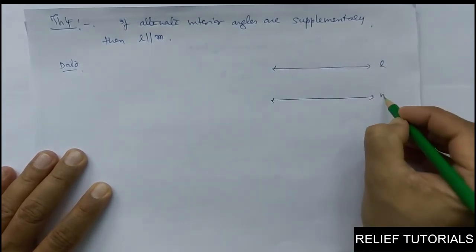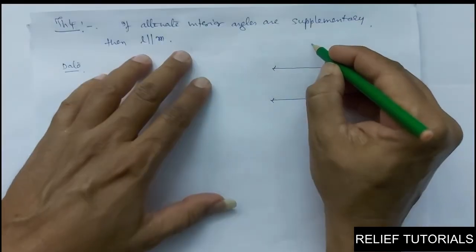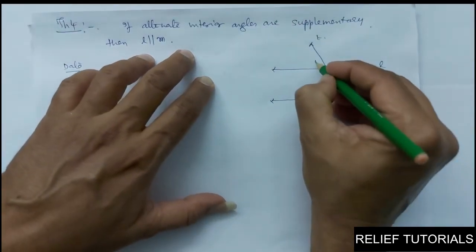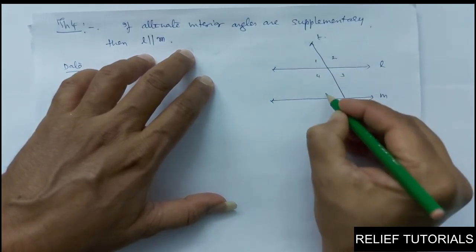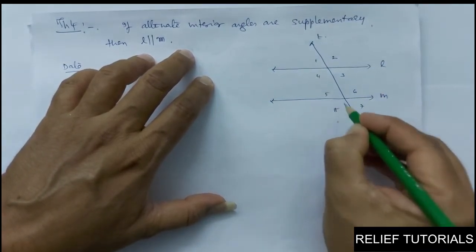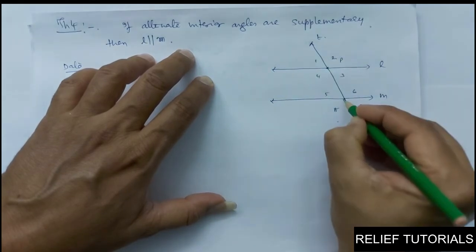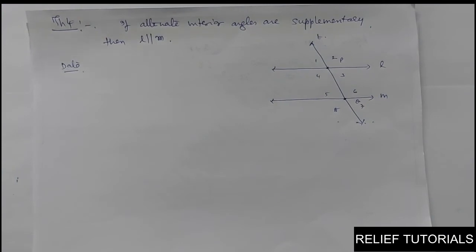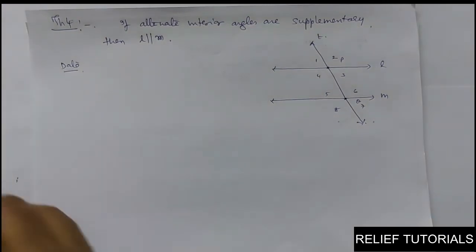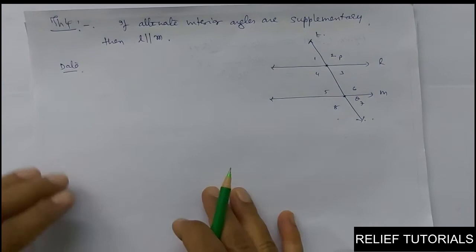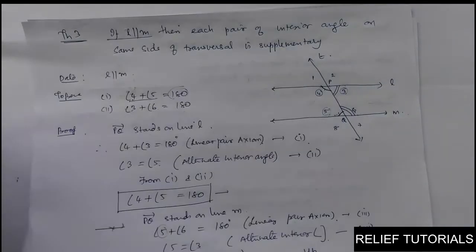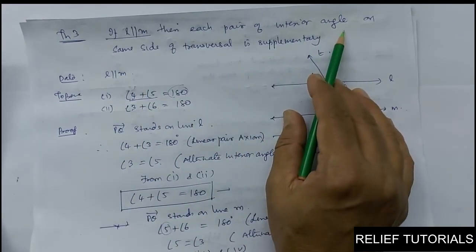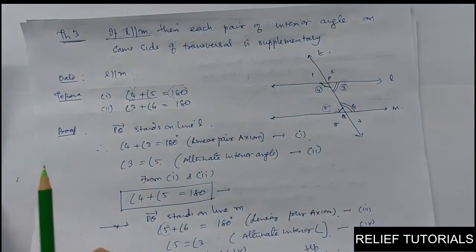This is L, this is M, and this is transversal T. 1, 2, 3, 4, 5, 6, 7, 8. This point is P. This point is Q. So if alternate interior angles are supplementary, then lines are parallel. That is the converse of theorem 3. What was theorem 3? Theorem 3: if lines are parallel, then interior angles on the same side of the transversal are supplementary.